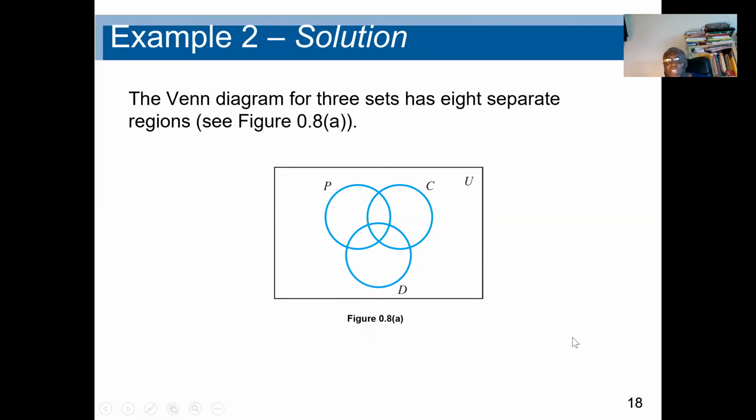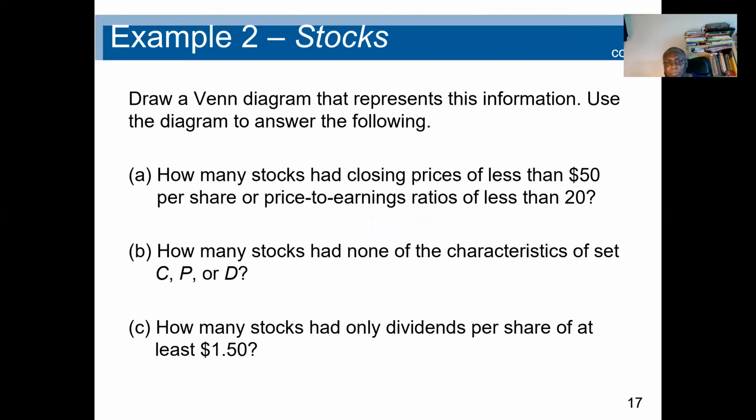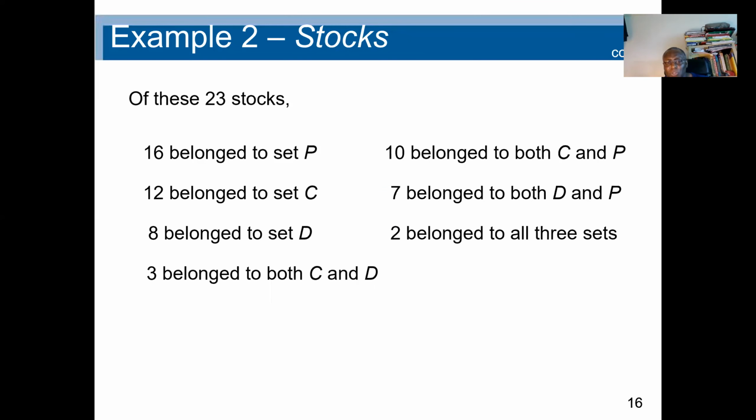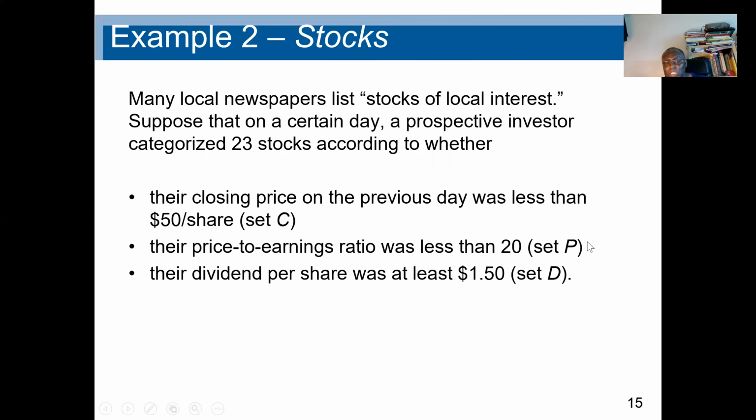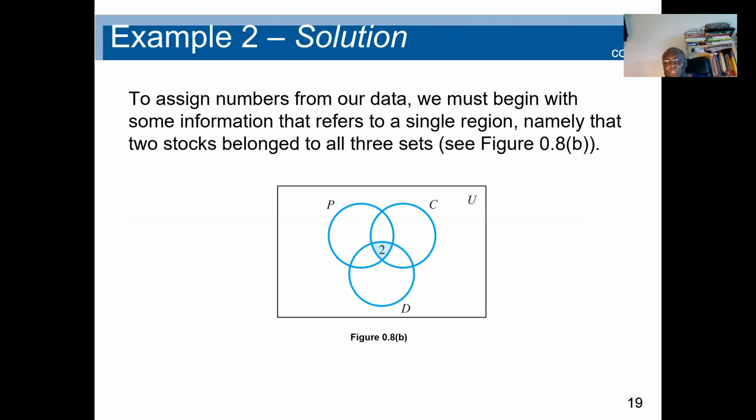Now we want to do it by shading based on the conditions given to us. We look at where the sections overlap in all of them. To assign the numbers from our data, we must begin with the information that refers to a single number. That 2 belongs to all 3 sets, because going back to the question, of these 23 stocks, 2 belong to all 3 sets. Then 7 belong to D and P. We are going to put the values on the Venn diagram, so we start with the 2.